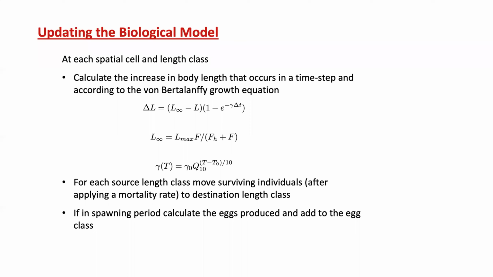So for each source length class, we move surviving individuals after applying a mortality rate to a destination length class, and hence the population at any given spatial cell grows. If we're in a spawning period, then we can calculate the eggs produced by the spawning stock biomass. So that's the individuals above maturity length, and add these eggs in as a boundary condition to close the life cycle.